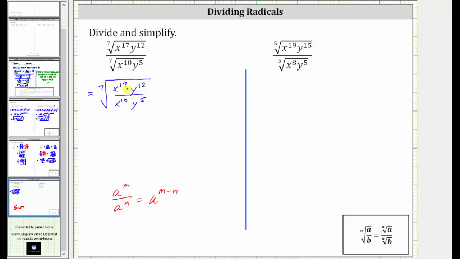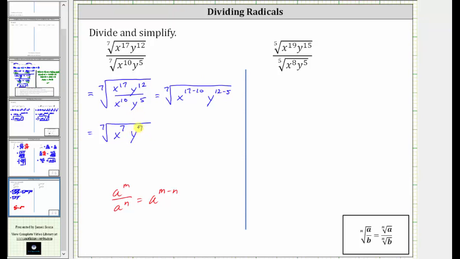So simplifying the fraction under the radical, x to the 17th divided by x to the 10th is equal to x raised to the power of 17 minus 10. And y to the 12th divided by y to the 5th is equal to y raised to the power of 12 minus 5. This gives us the seventh root of x to the 7th and y to the 7th.